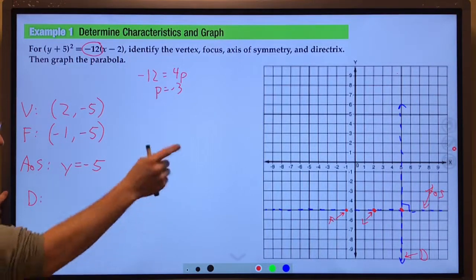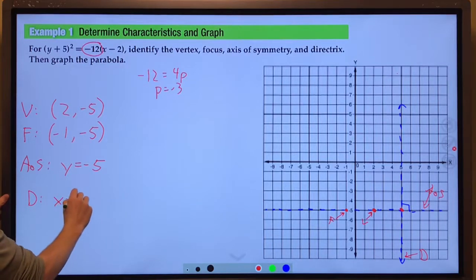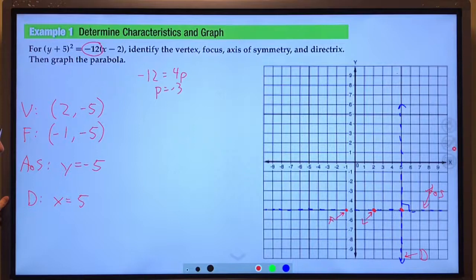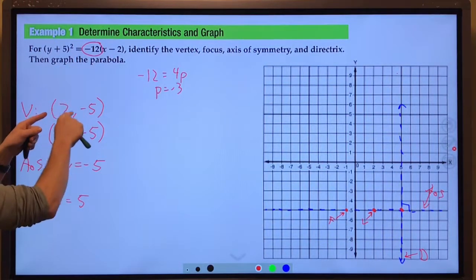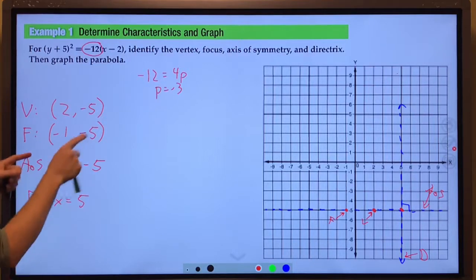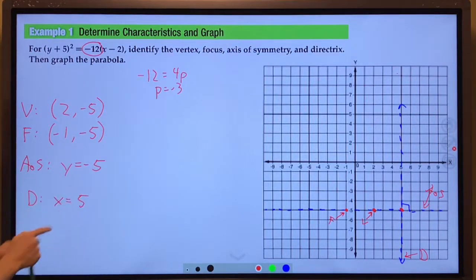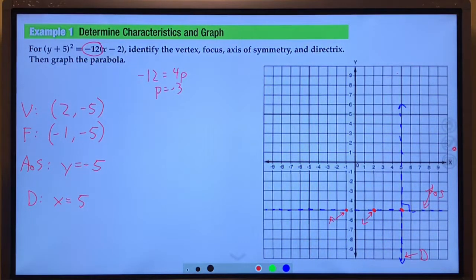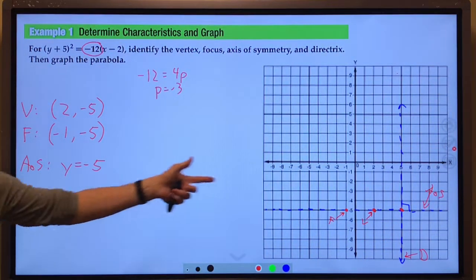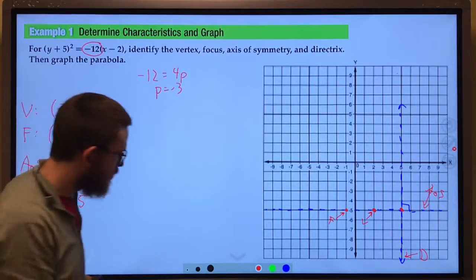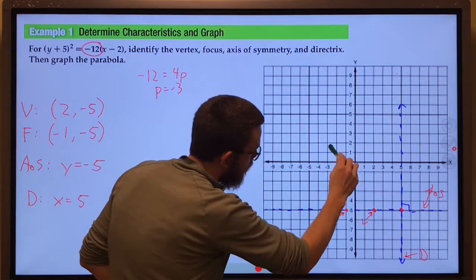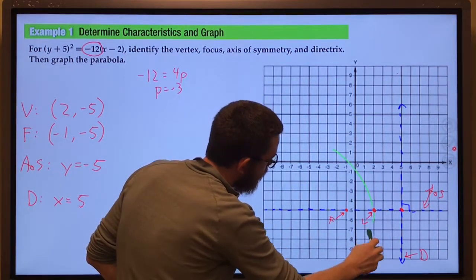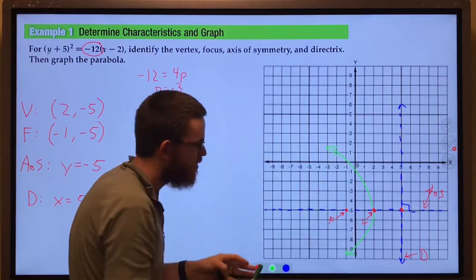The directrix we can see is x equals 5, that vertical line where x equals 5. But how do we get that? We take the p-value and subtract it from the x coordinate: 2 minus -3 gave us x equals 5. So we found this information and started to graph it, and we know it's going to look something like this.